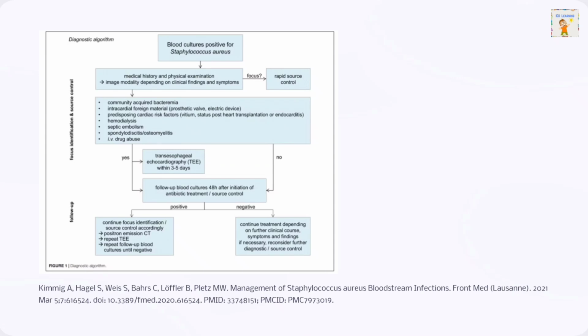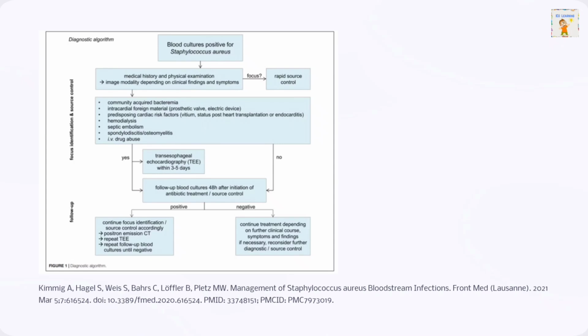We look for community acquired pneumonia, intracardiac foreign material including prosthetic valves, electric devices, predisposing risk factors including heart transplant, endocarditis, patients on dialysis, patients who may have septic emboli, spondylodiscitis, osteomyelitis, IV drug abusers. If any of these suspicions or history is positive, then we go for a transesophageal echo to rule out bacterial endocarditis, and we do a follow-up blood culture after 48 hours for all staph aureus patients. This is not just MRSA, this is all staph aureus patients, including MRSA as well as MSSA.